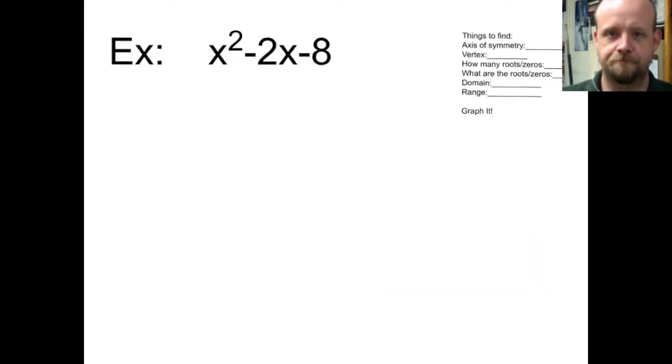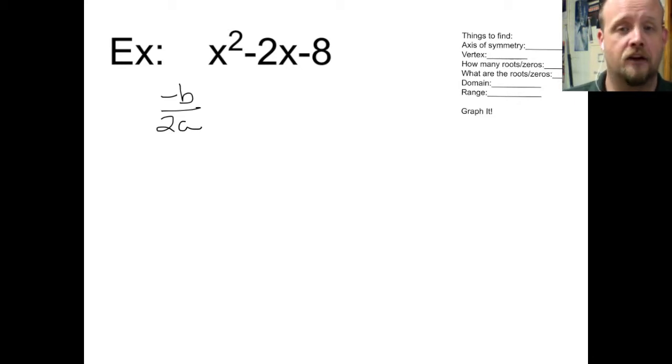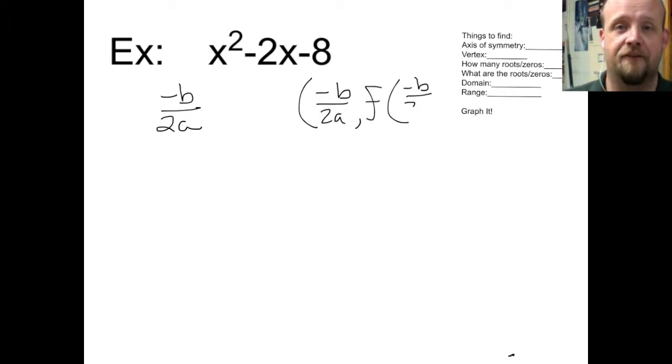So let's move on. Here's our example again, x squared minus 2x minus 8. Let's start by finding our axis of symmetry and our vertex. If you remember, our axis of symmetry is very closely related to our vertex. The axis of symmetry is negative b divided by 2a, and our vertex is a coordinate pair where the x coordinate is negative b over 2a, and our y coordinate is f of negative b over 2a.